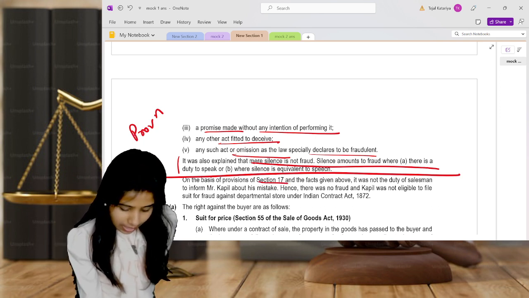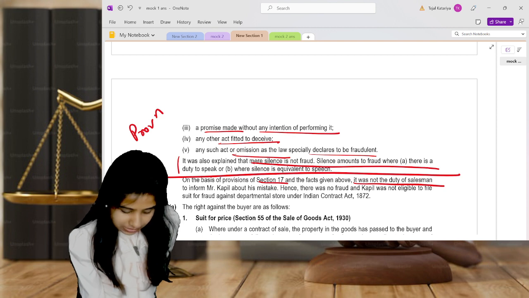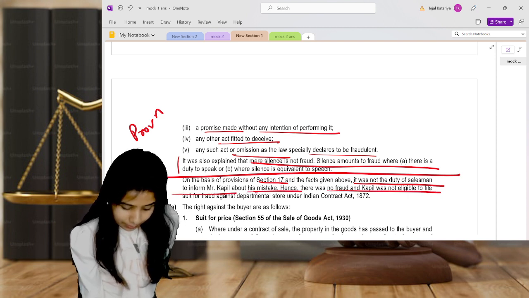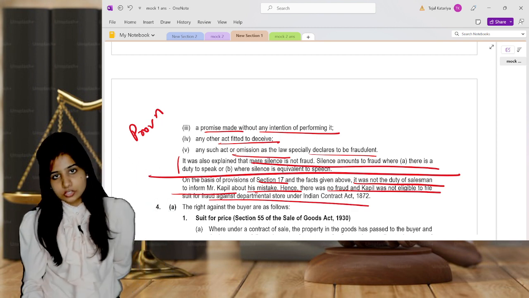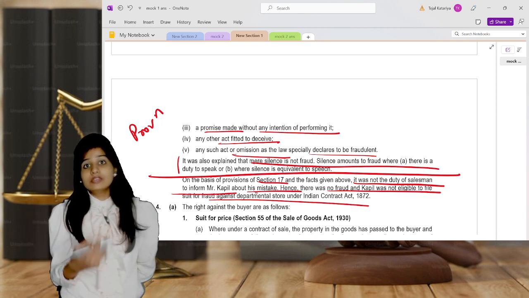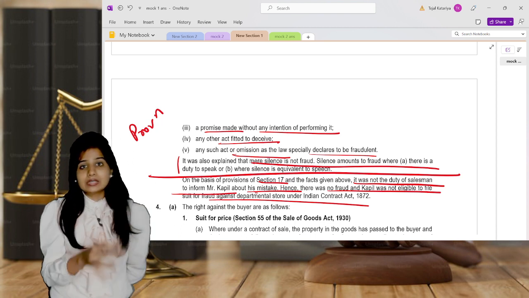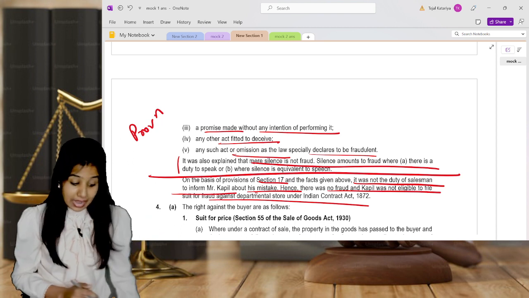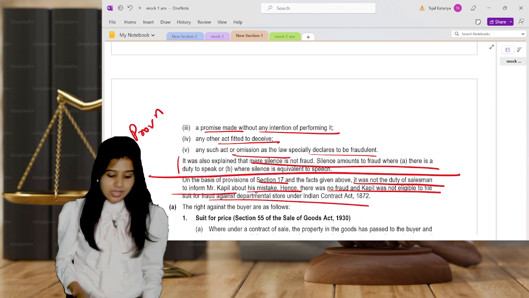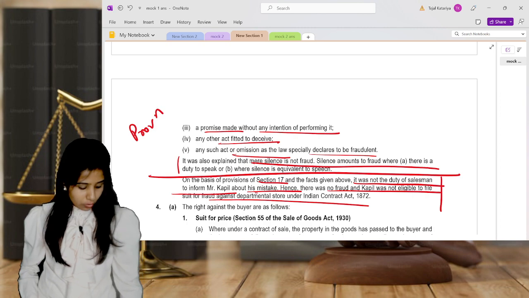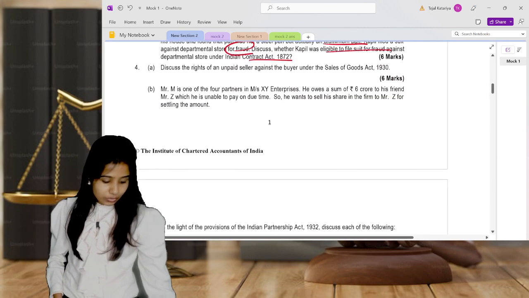According to section 17, it was not the duty of the salesman to inform Mr. Kapil about his mistake. There was no fraud, as Kapil was negligent in the given situation. He did not choose the right pan. So for this matter, the salesperson will not be liable at all. So this is not a fraud case. This is the conclusion part, and the other was the provision part. I hope you understand. The next question is question number 4.